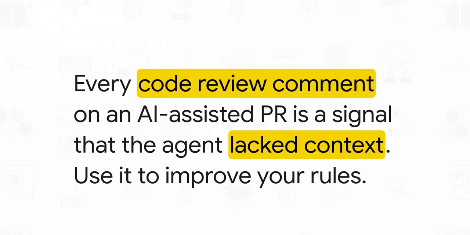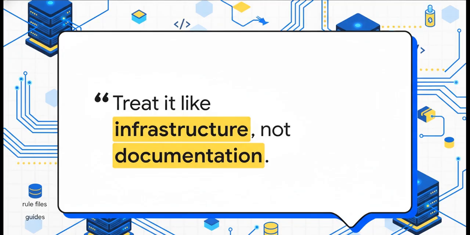And how do you iterate? Here's a fantastic mindset shift for you. From now on, treat every single code review comment a human leaves on an AI's pull request as a bug report for your context architecture. It's a clear signal that the agent was missing a rule, so you add that rule, and over time, those mistakes just vanish. And that leaves us with this really powerful final thought.